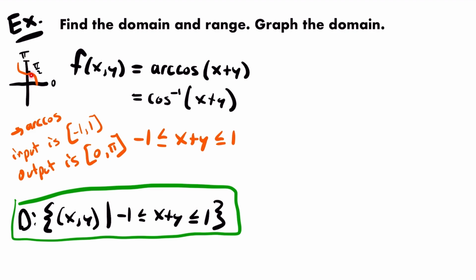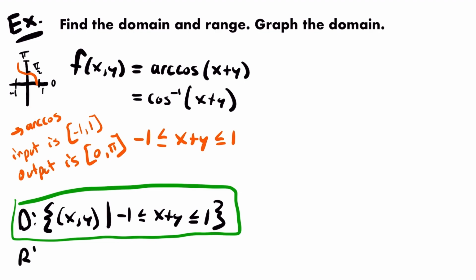So there you can see the output values from 0 to pi, and then this right here is 1 and -1. So there's the input values from -1 to 1. That is the graph of arc cosine, and that's still going to be true here. Even though we're working with a multivariable function, the output of arc cosine is still going to remain the same.